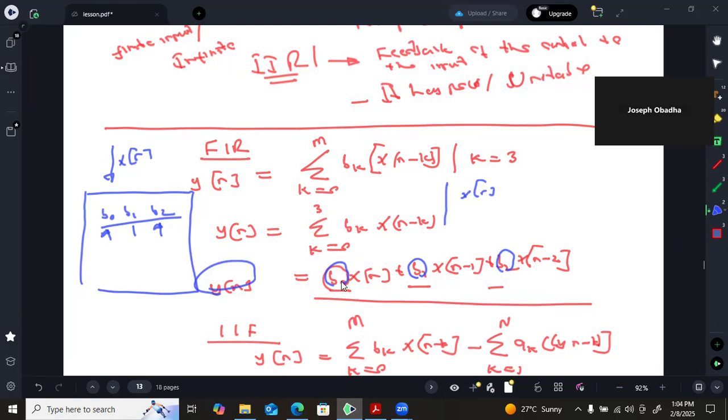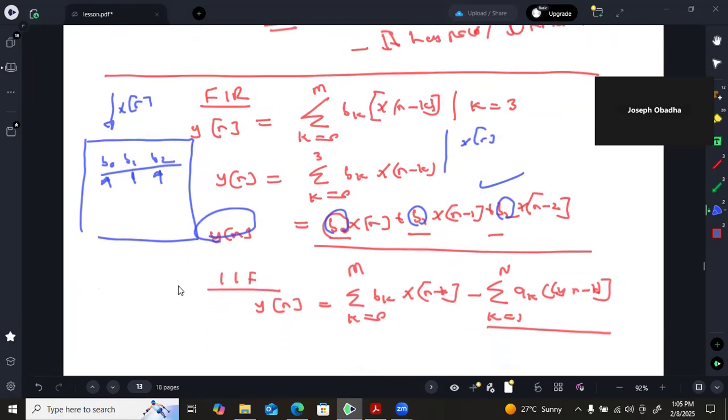So the coefficients b0, b1, b2 are very important. And you can see that if they are few, then the complexity of the system is also reduced. If there are so many, then you would actually have a bigger program, more time of execution and the rest.